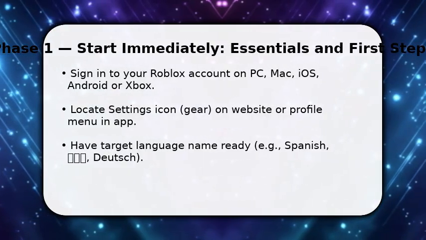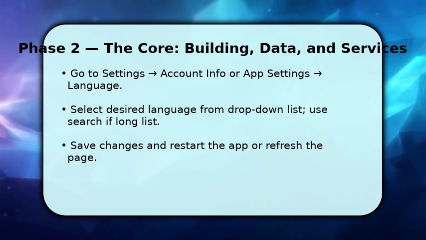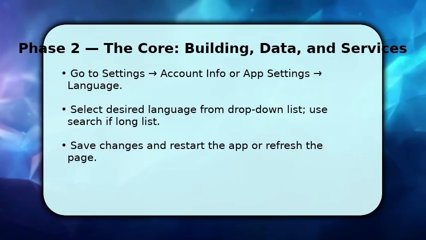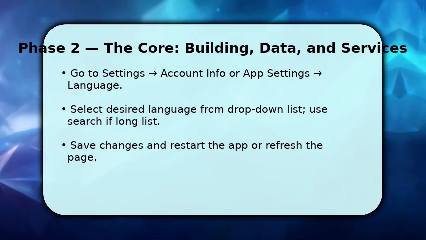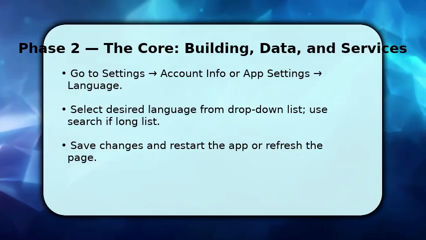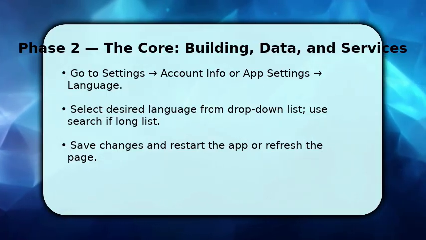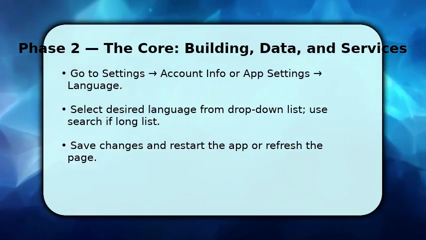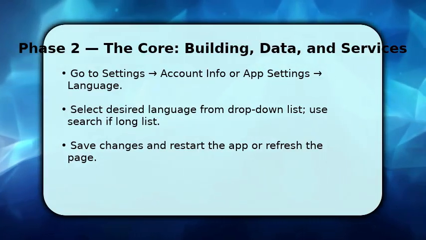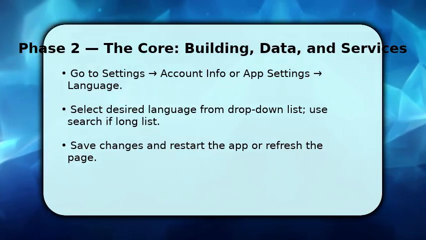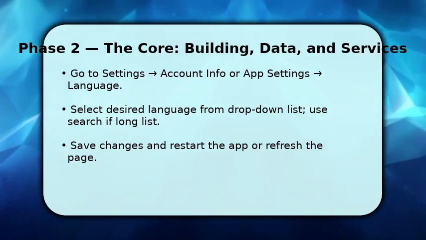without extra detours. You now change the language inside settings, find the language field under Account Info or App Settings and open the drop-down. Once you click your target language, confirm why. Roblox uses this to localize menus, chat hints, and developer captions. After selection, hit Save or Apply. This writes the preference to your account or device. Then restart the app or refresh the browser so the new locale loads fully, and verify that interface text and game prompts reflect the chosen language.